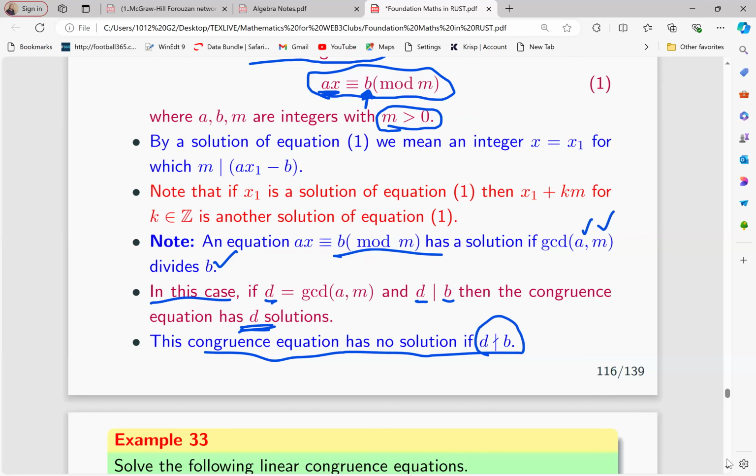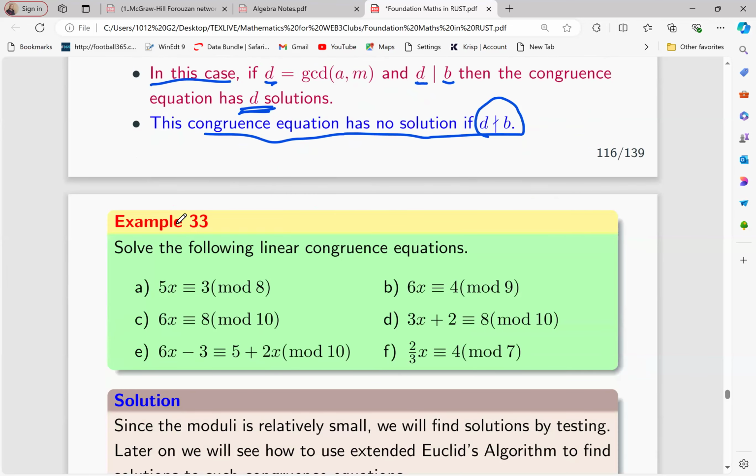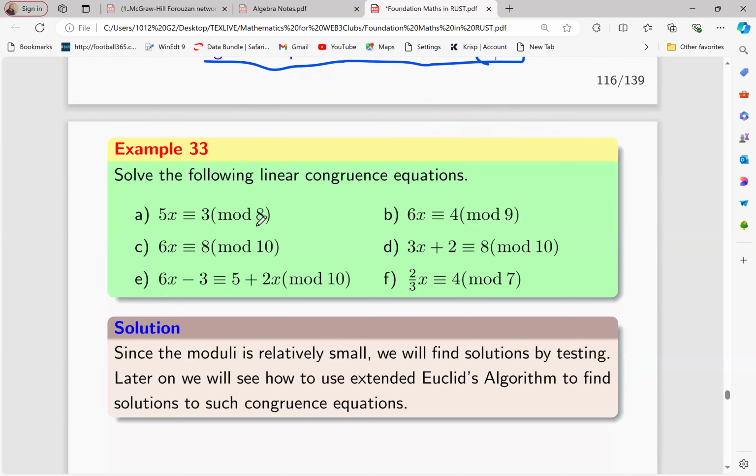Then we say it has no solution. Now, I've given examples where we have small moduli. With smaller moduli like this, we can just try the numbers, for instance from 0, 1, 2, all the way up to 7, to find out which ones are solutions. But this one is very easy. What about if the moduli is bigger? I'll show you how to do that, and then bring in the Rust code.